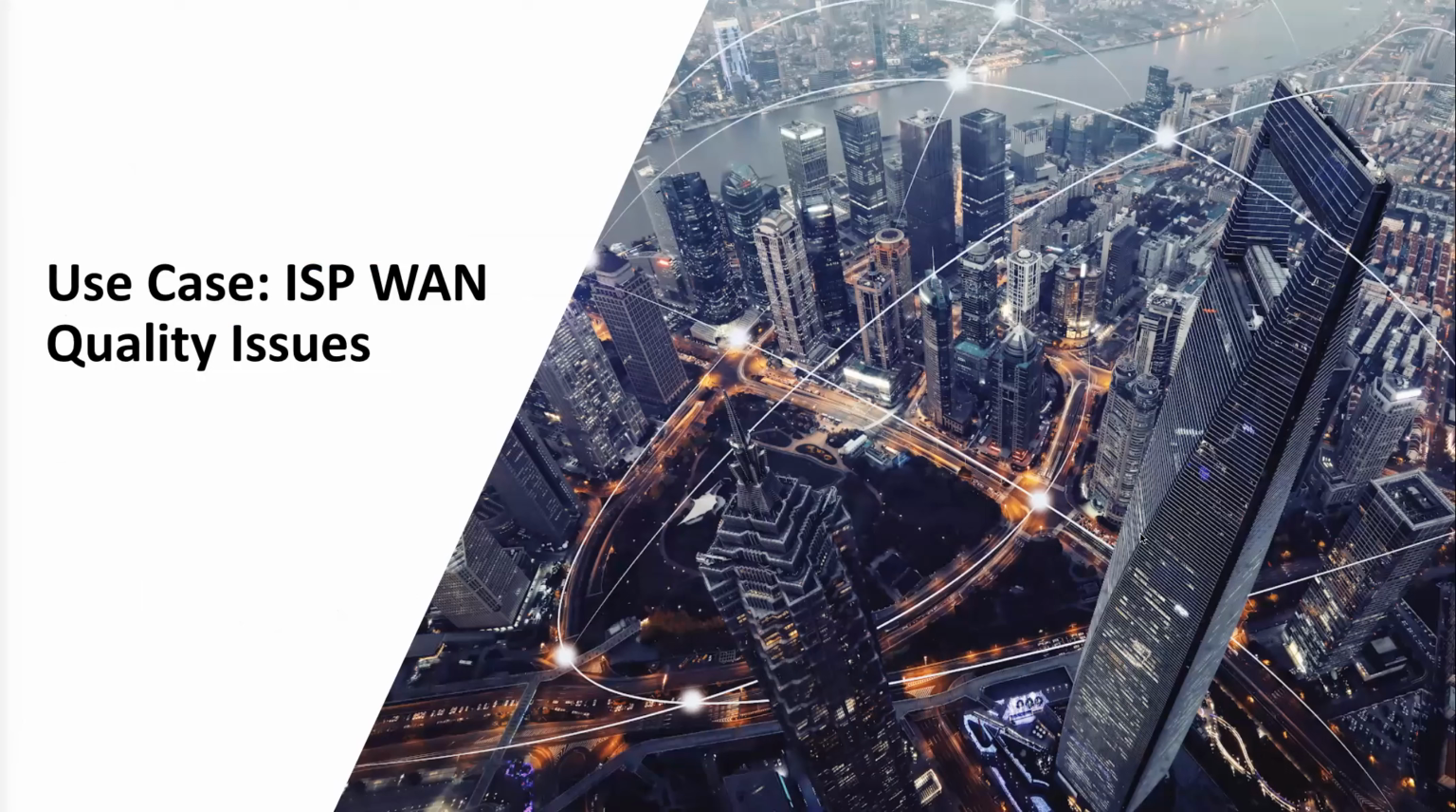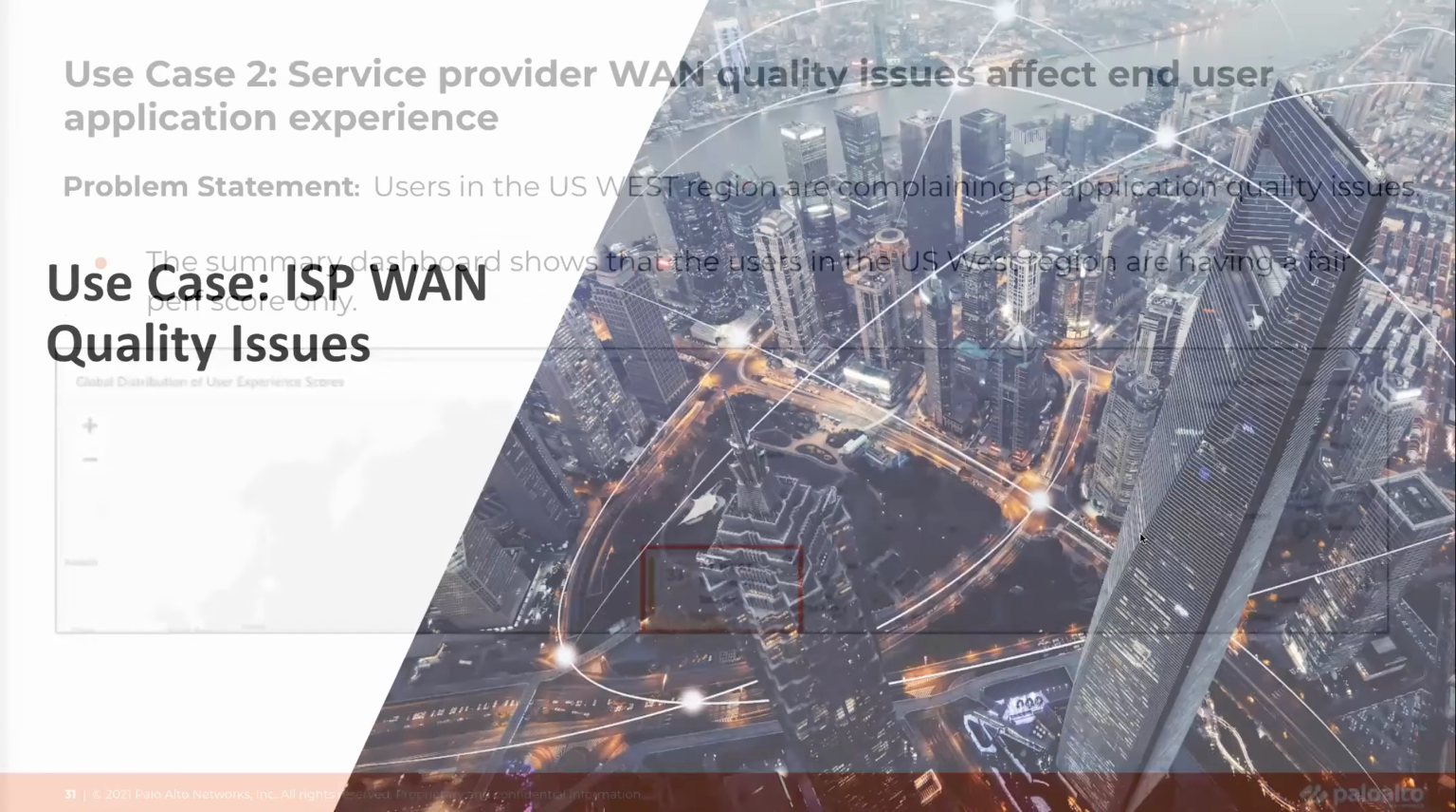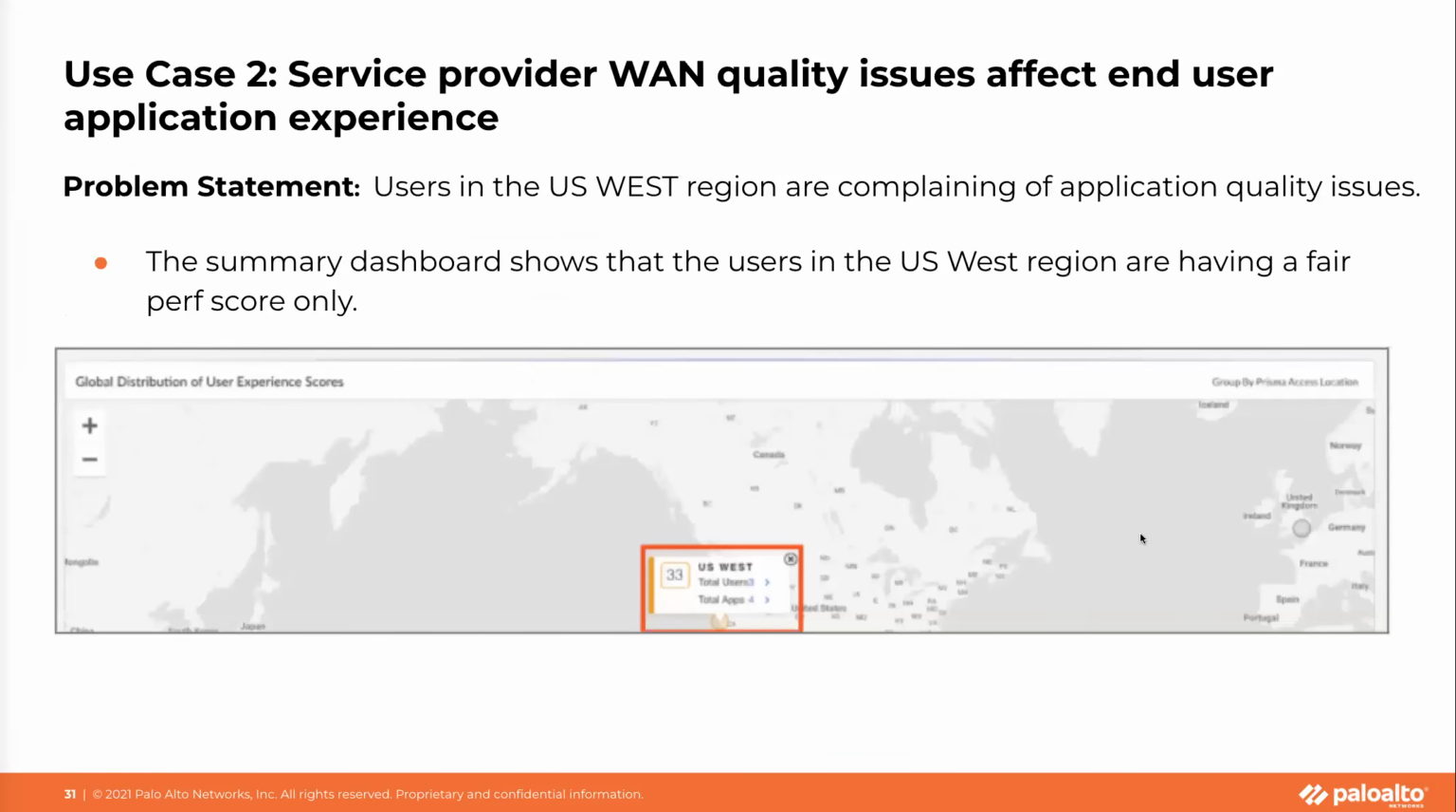Let's have a look at another use case, ISP WAN quality issues. Here, consider a situation where the users in the US West region are complaining of application quality issues. The summary dashboard shows that the users in the West region are having only a fair performance score.